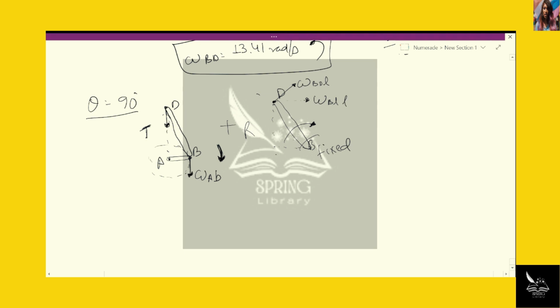If this angle is phi, then this angle is phi. This angle is 90 degrees minus phi. So this will be omega BD L cos of 90 minus phi, which will be sine of phi. So, right. Now this component has to go to 0 because the net motion at point D is only along vertical. So what this tells you is that in this case, the omega BD has to be 0.